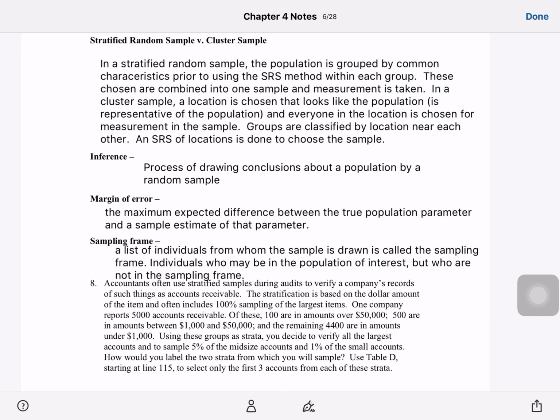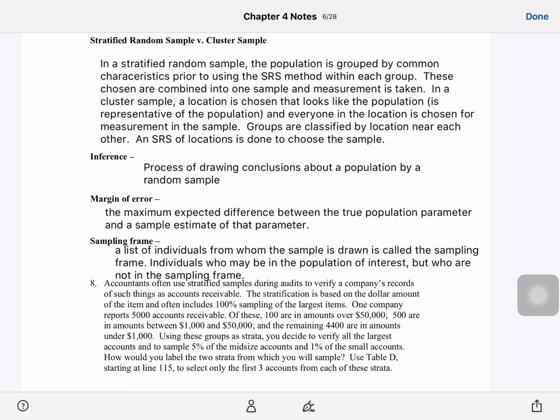The difference in a cluster sample is that it's based on location, and the location is chosen so that it looks like the population, which means it's representative of the population that you're interested in knowing about, and everyone in the location is chosen for measurement in that sample. So groups are classified by location near each other rather than by a common characteristic.